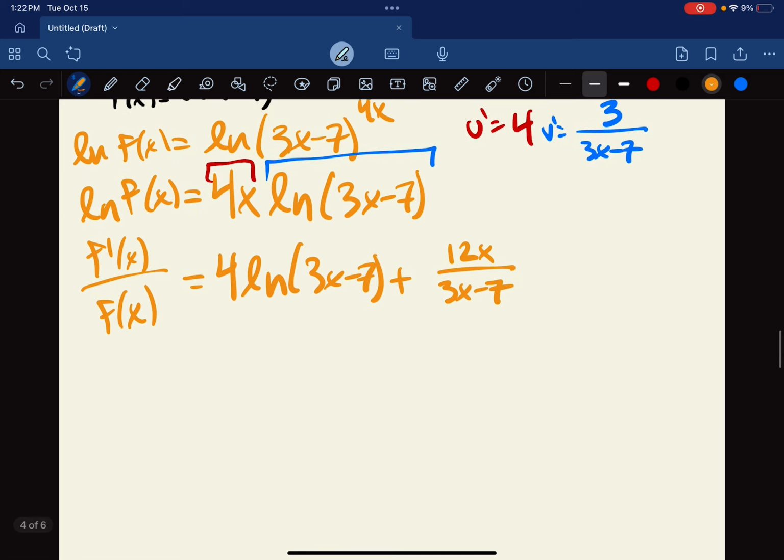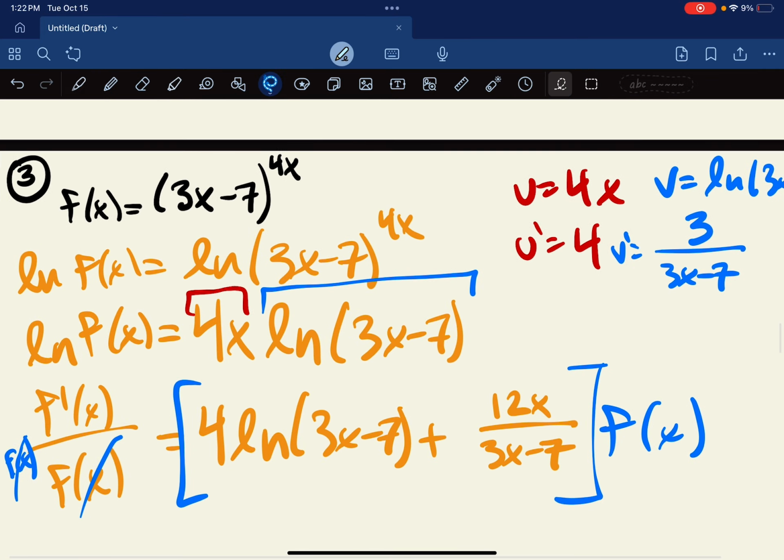So then now we just multiply both sides by f of x. Those two cancel out, and we just get this whole side multiplied by f of x. We go back. This is our f of x.